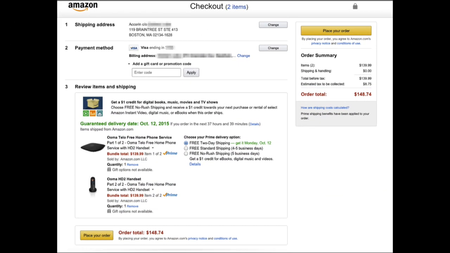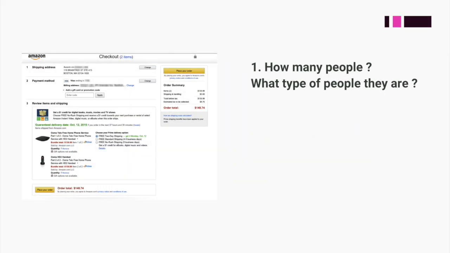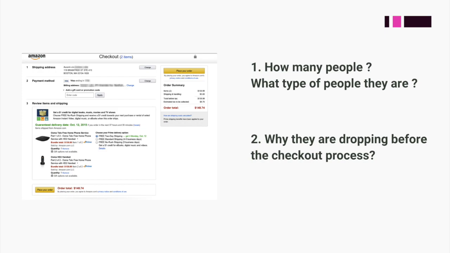Suppose e-commerce giant Amazon.com observed that some of the users are dropping off before the checkout process. In that case, how are we going to solve the problem? First, we need to understand how many people and what type of people they are. And second, why they are dropping off before the checkout process.